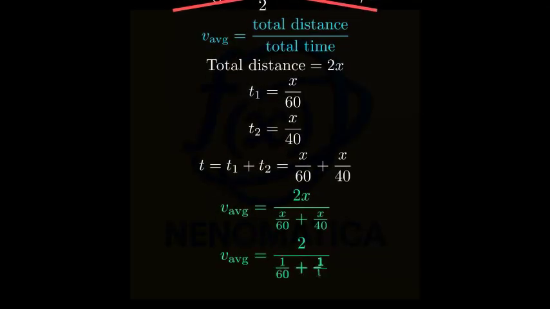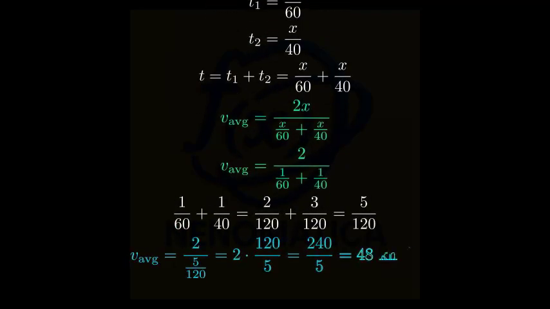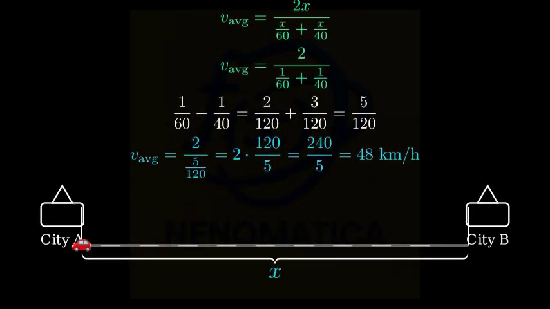Factor out x and cancel it. We then have 2 divided by 1 over 60 plus 1 over 40. Adding the fractions gives 5 over 120, so the result is 2 divided by 5 over 120, which equals 48 kilometers per hour. Intuitively, notice that the car spends a longer time at the slower speed of 40, so the overall average must be less than 50.